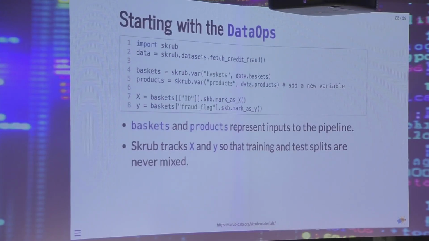To start with the DataOps, you need to define a kind of entry point for the DataOps plan, which are the variables. Here it's baskets and products. And you need to mark some of them as X and Y. The idea is that if you tell Skrub, this is X, whenever it's doing some kind of validation, it's only ever going to look at the training split. So it's basically dealing with the leakage for you, because it's never going to do a join between the test split and whatever other tables you have. So it is really keeping track of all the samples for you.